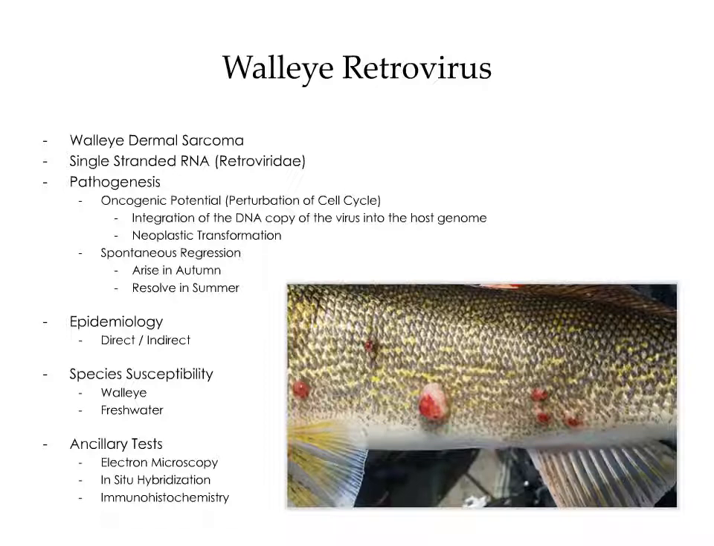In regards to epidemiology, transmission is either direct or indirect. This is a disease of walleye in the freshwater environment. Ancillary testing includes electron microscopy, in situ hybridization, and immunohistochemistry. The image to the right is an example of tumor growth in a walleye. You'll notice that most of these tumors have areas of hemorrhage along the surface. This is a result of abrasion, given the exophytic nature of the mass.